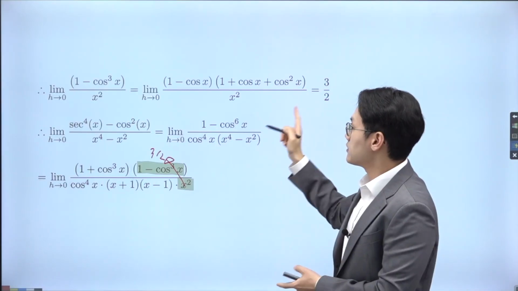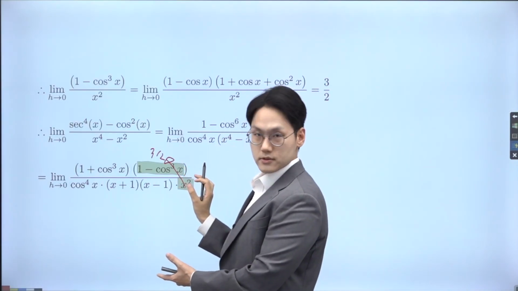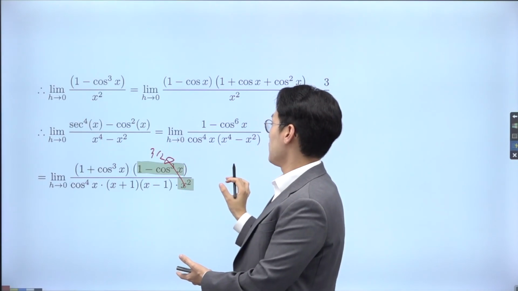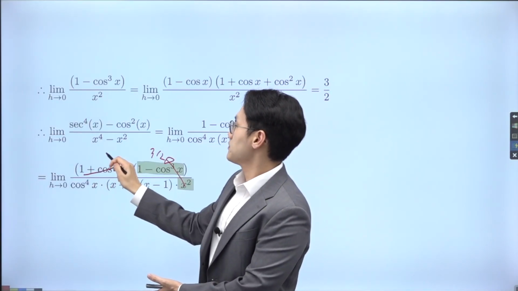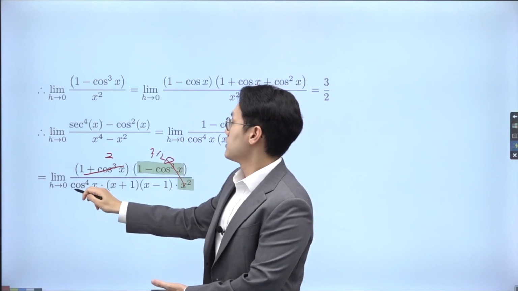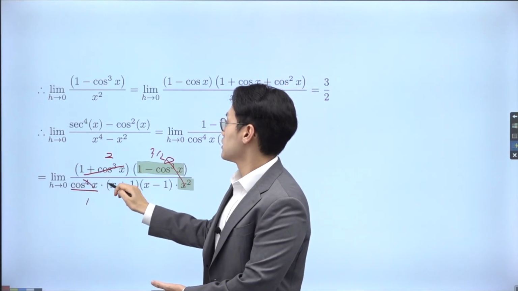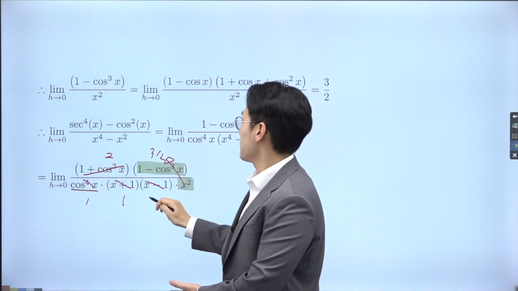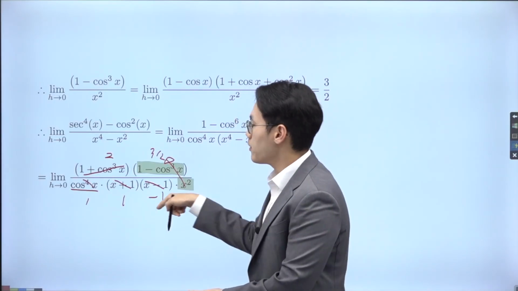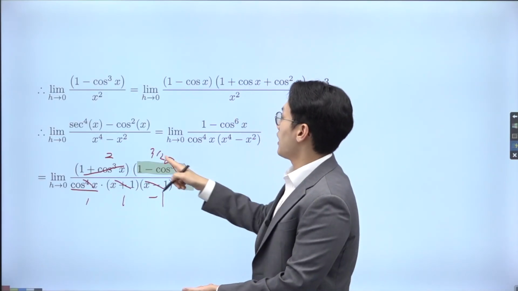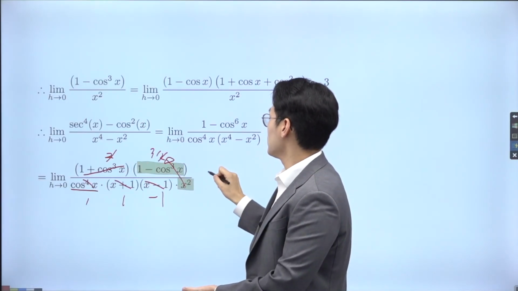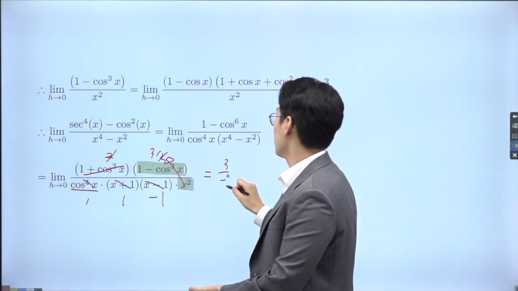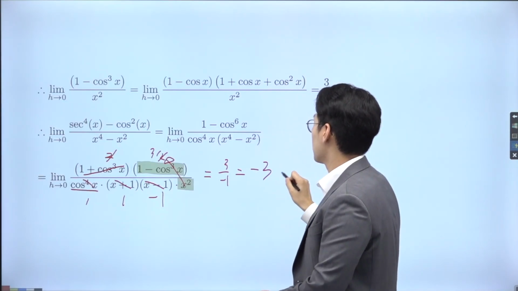Okay, so that's great. And then let's put x equal to 0 in the rest of the function. So now here, if I put x equal to 0, this will simply become 2, all right? And this will simply become 1. This will become 1. This will become negative 1. So the denominator will be simply negative 1. And now multiplying the 2 by 3 over 2, it cancels out. So the limit will eventually be 3 over negative 1, which is simply negative 3.